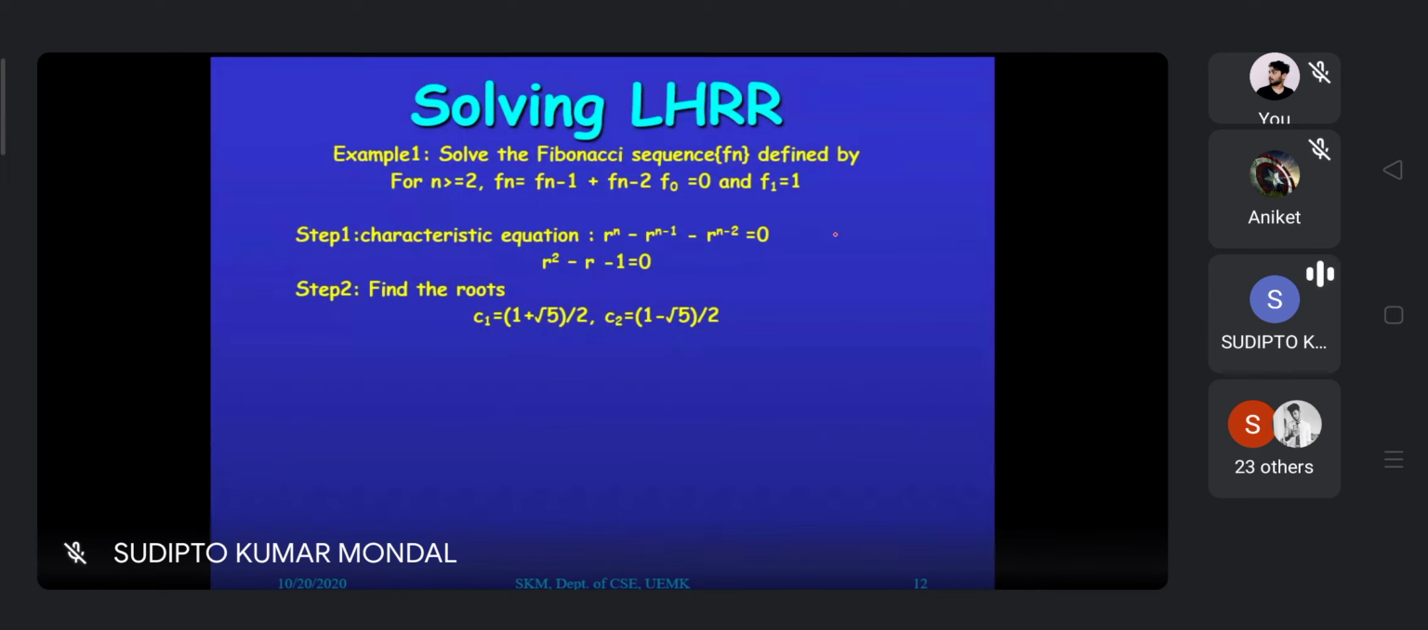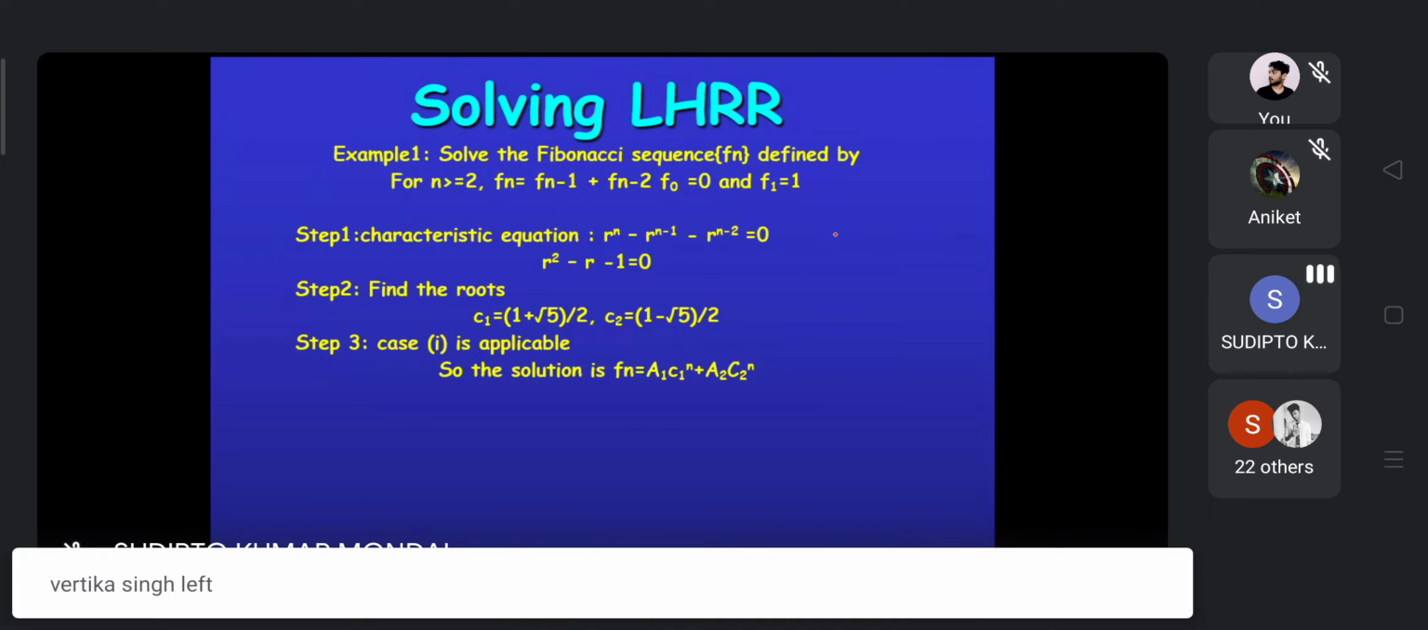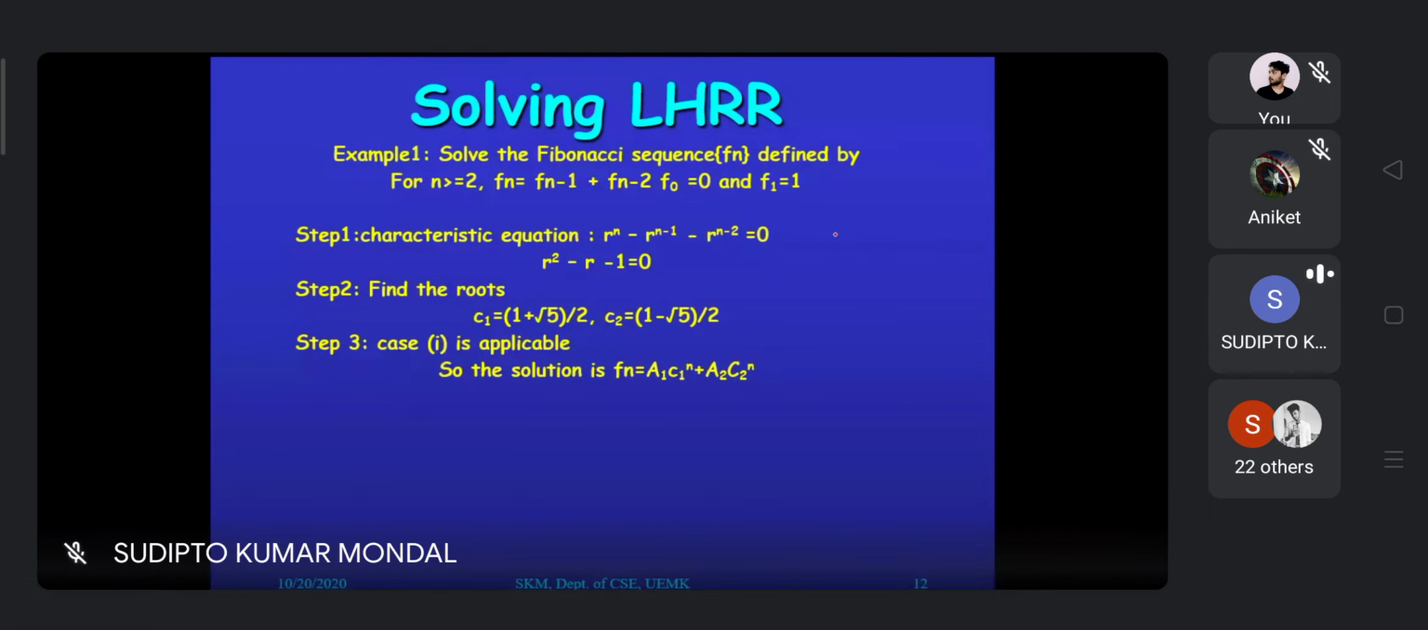Now step 3 depends on this root value, whether the roots are the same or different. We can observe that the roots are different. If the roots are different, then case 1 is applicable. If the roots are the same, case 2 is applicable. So the case 1 rule we have applied, and we are getting a1 into c1 to the power n plus a2 into c2 to the power n.